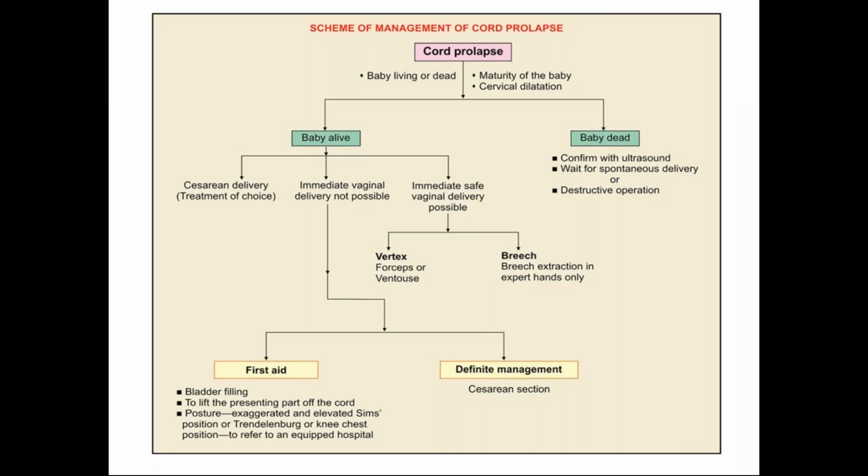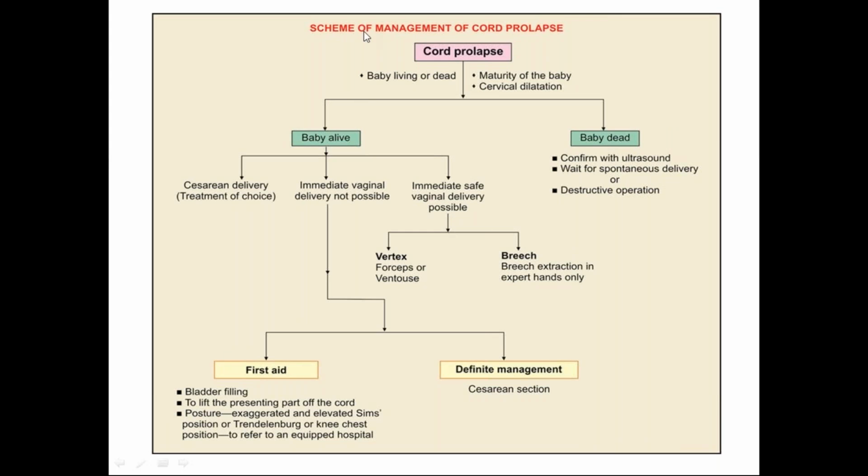Okay. See, this is the cord prolapse. So we have to see whether the baby is alive or dead, then the maturity of the baby and the cervical dilatation. See, if the baby is dead, nothing to worry. Confirm with ultrasound before we announce that, because even if pulsations are not felt, the baby can be alive. Wait for spontaneous delivery. If it is not possible, we can go for hysterectomy operation or cesarean section.